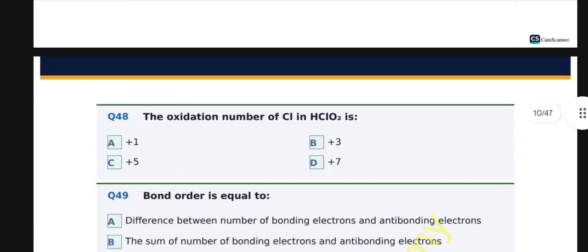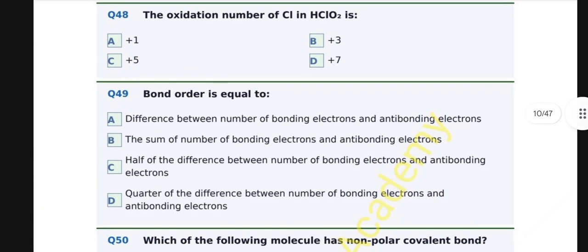Question number 48. The oxidation number of chlorine in HClO2 is: A, plus 1; B, plus 3; C, plus 5; D, plus 7. And the correct option is B, plus 3.